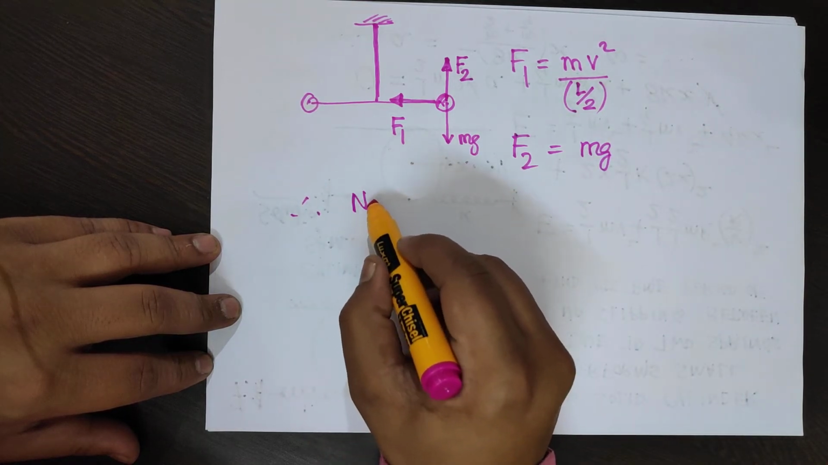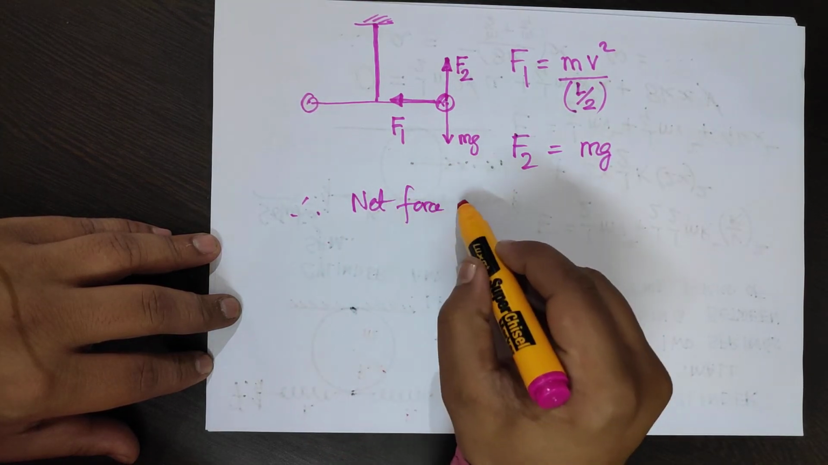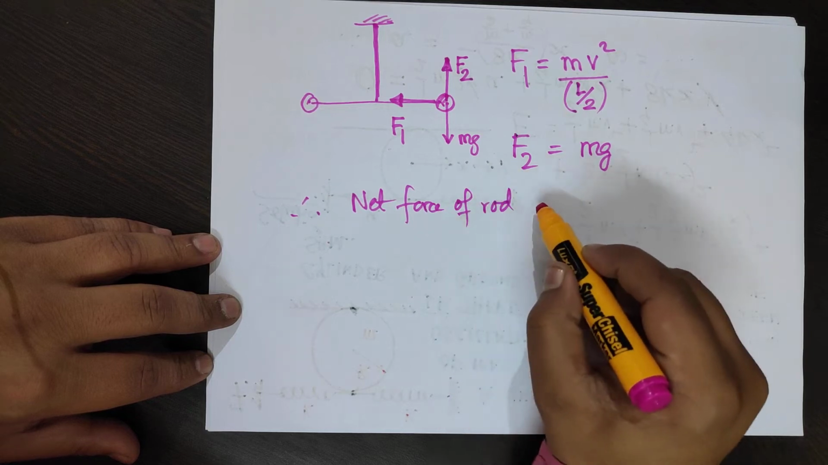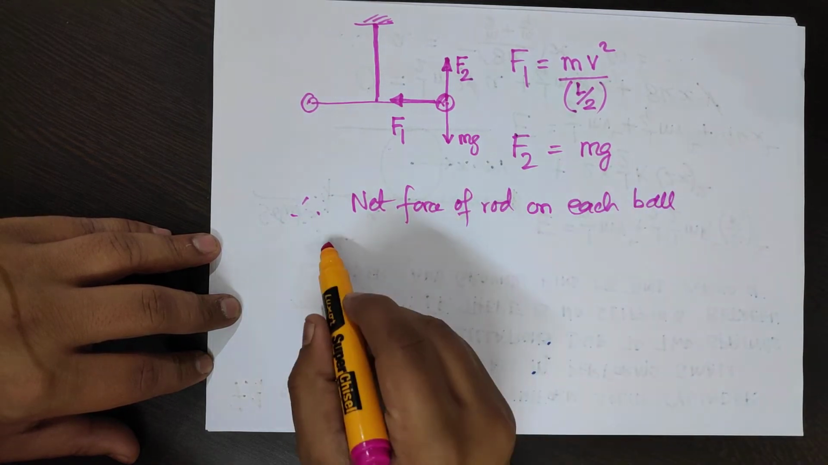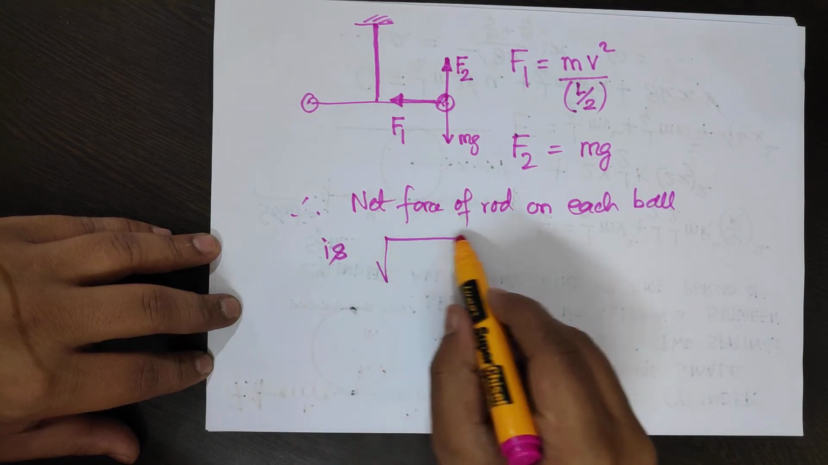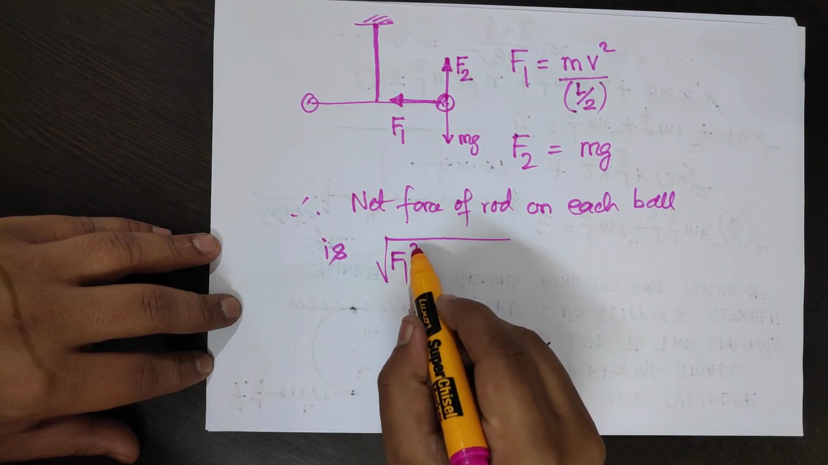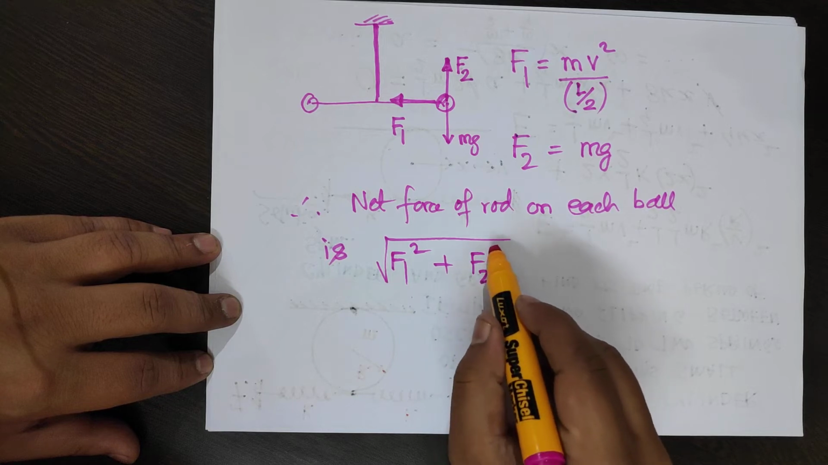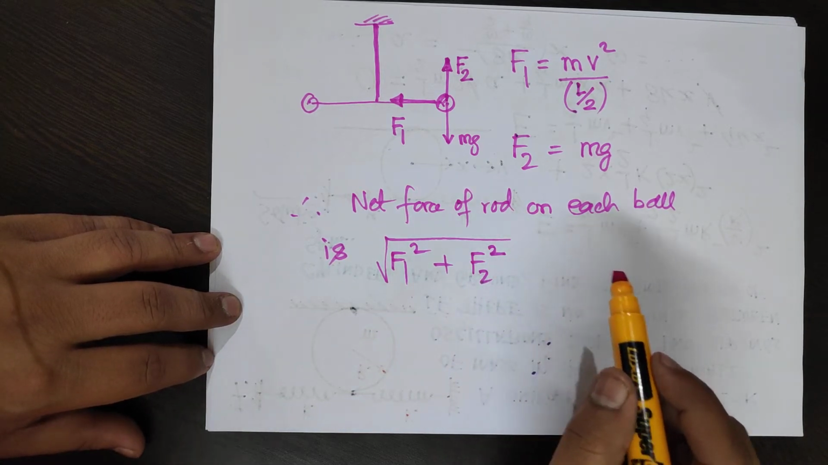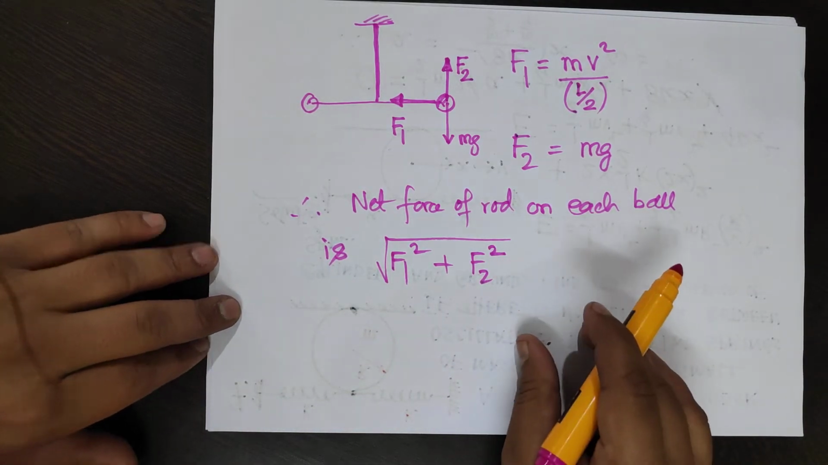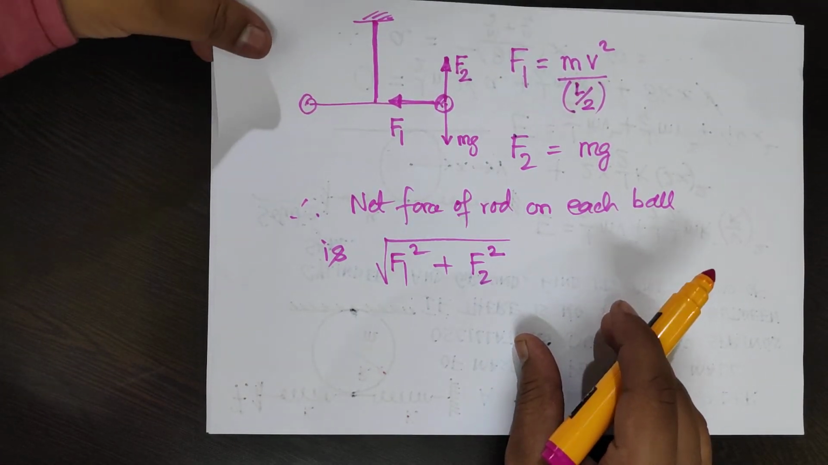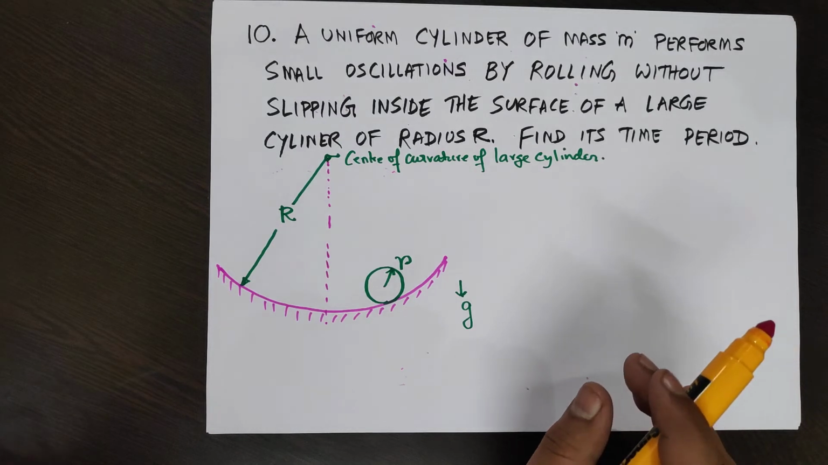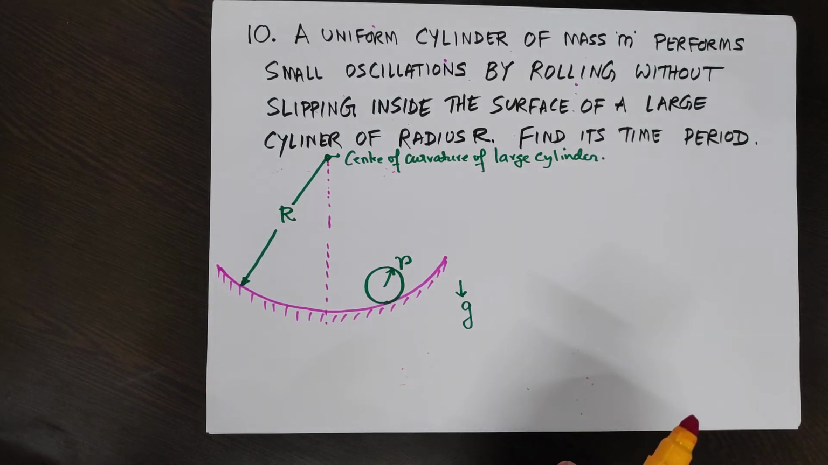Therefore the net force of the rod on each ball is root over F1 square plus F2 square, and we have calculated v on the previous page. We can substitute its value to get F. Let's move on to the next problem.